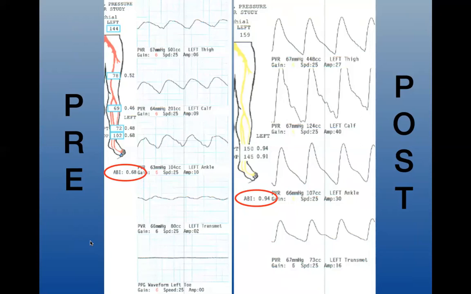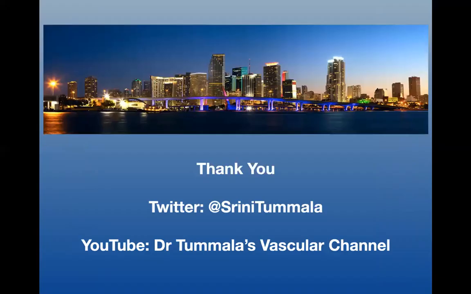And you can see here, here's the pre-dampened waveforms throughout the leg, ABI 0.6, 0.68. Then you can see the post, basically normalization of the waveforms, and ABI is up to 0.94. And he did well. On follow-up at 1 month, his claudication on the left leg was gone. He wasn't really complaining too much of right leg claudication, even though he had that popliteal artery occlusion, because he was obviously well collateralized. And now he's jogging, so he did well. So that's our first case, our iliac case.